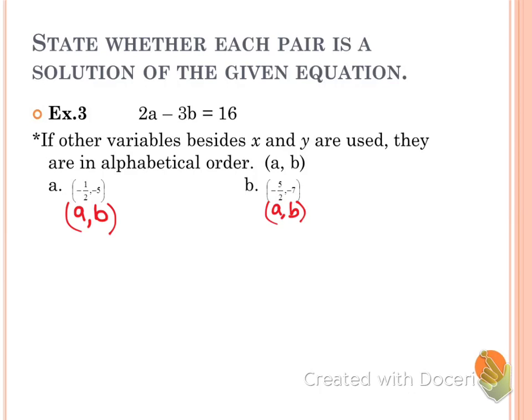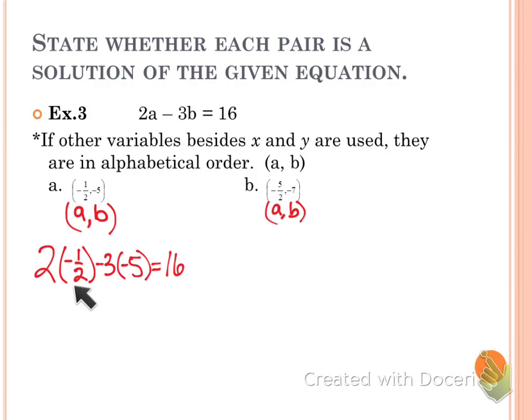These ones have fractions in them, but they're still not any different. We're going to take the equation they give us and plug in the values they ask us to. So what am I plugging in for A? Negative 1/2 minus 3 times, what's going in for B? Negative 5 equals 16.